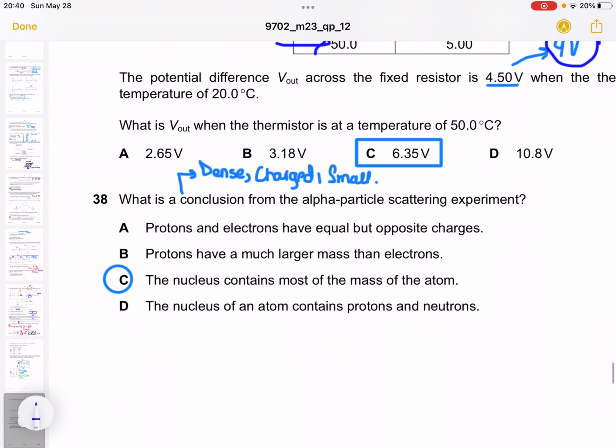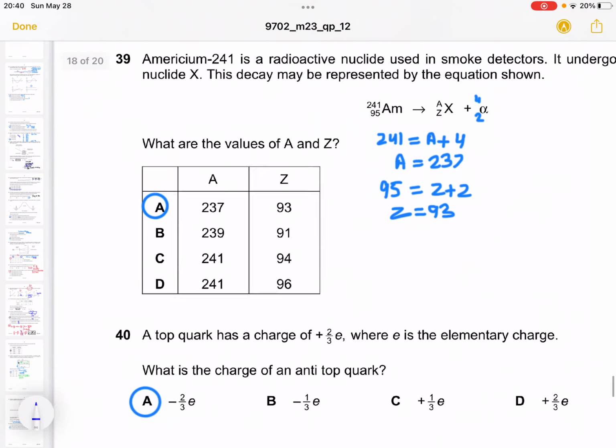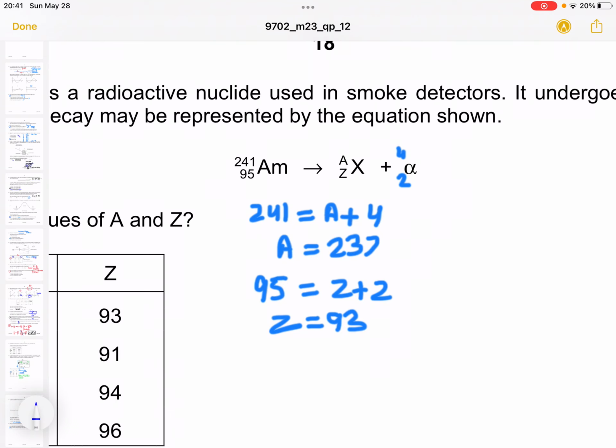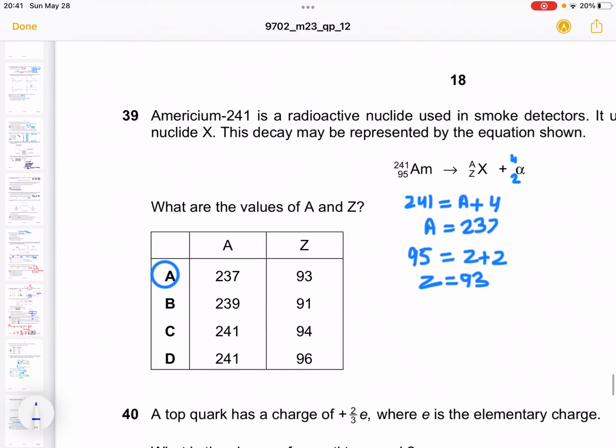Question number 38 asks what is the conclusion from the alpha scattering experiment? The alpha scattering experiment concluded that the nucleus is dense, it is charged, and most of the space is empty, so the nucleus is small compared to the whole atom. So C makes the correct conclusion that the nucleus contains most of the mass of the atom. It is dense. Question number 39 asks what are the values of A and Z? Just apply the conservation of mass number and charge number, which would give you A as 237 and Z as 93. A is the proper answer.